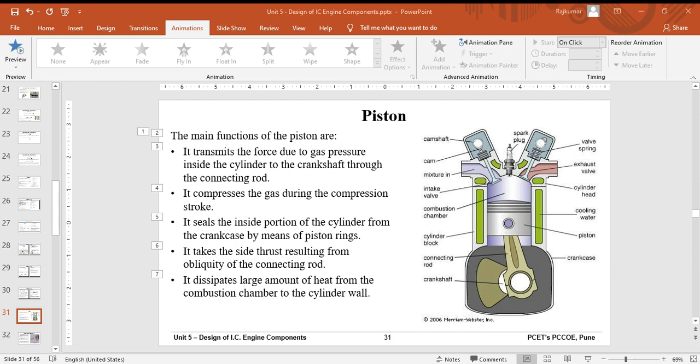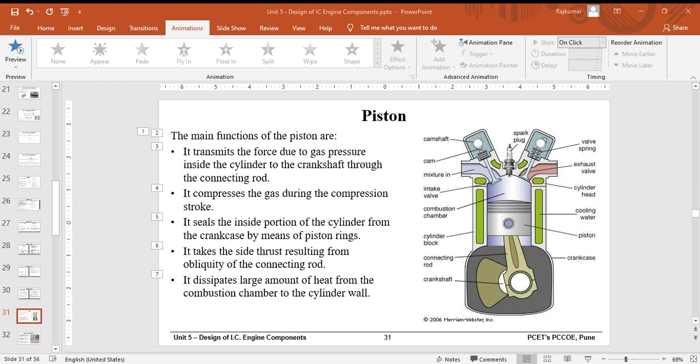Then in the second section, that is the ring section, we need to find out how many grooves we should provide for the compression ring, so that these rings will restrict the flow of combustion gases into the crankcase. Again, we need to find out the number of grooves for oil scraper rings, so that the flow of oil from the crankcase into the combustion chamber will be restricted.